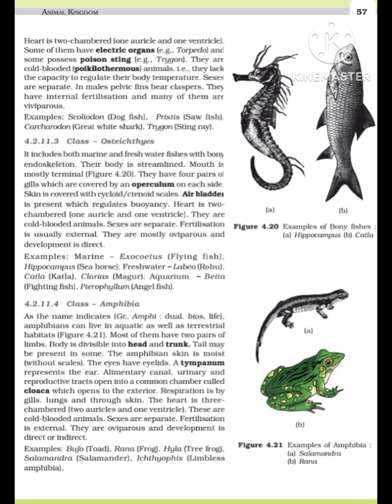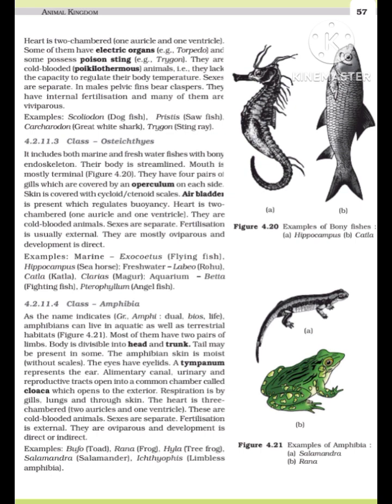Heart is two-chambered, one auricle and one ventricle. Some of them have electric organs, example Torpedo, and some possess poison sting, example Trygon. They are cold-blooded, poikilothermous animals, i.e., they lack the capacity to regulate their body temperature. Sexes are separate. In males, pelvic fins bear claspers. They have internal fertilization and many of them are viviparous. Examples: Scoliodon, dogfish, Pristis, sawfish, Carcharodon, great white shark, Trygon, stingray.